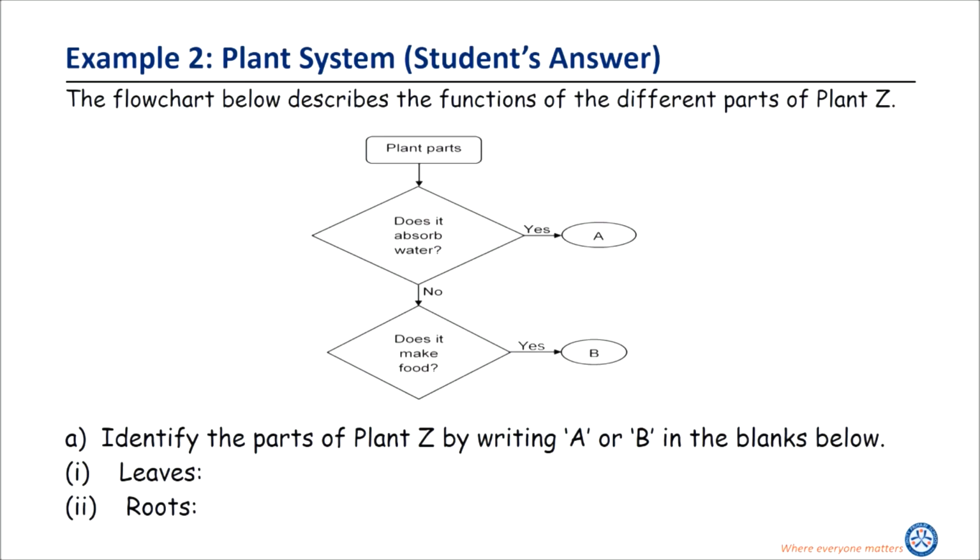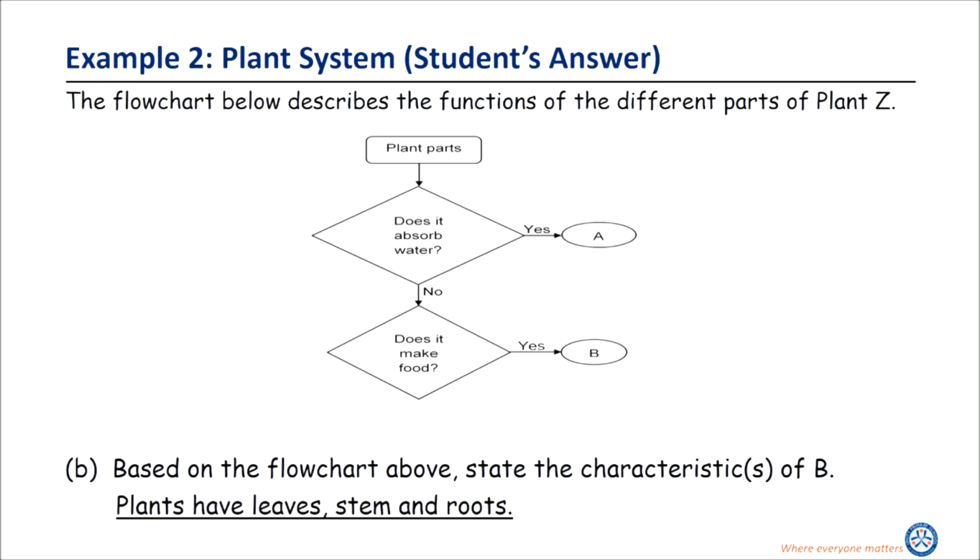Now, since leaves make food for the plant, that would mean that the leaves are represented by B. And since the roots absorb water for the plant, that would be represented by A. Now let's look at the second question in example 2. It's still using the same flowchart. For this type of questions, students need to be very clear of the requirements asked in the questions. In this case, the question is asking for the characteristic of part B, which is the leaves.